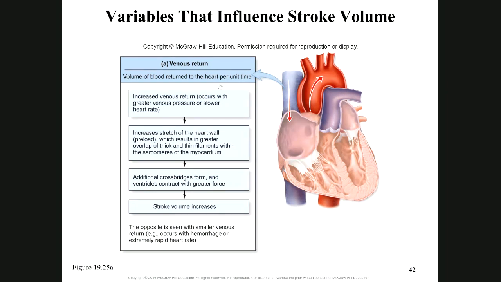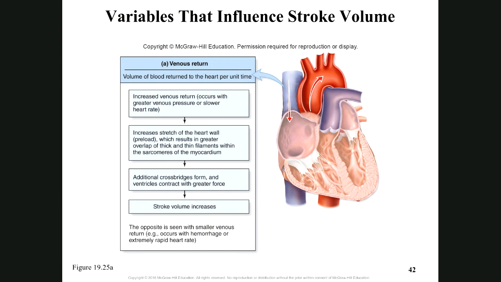When the venous return increases, it can increase the stroke volume for us. When the venous return increases, it can increase a stretch of heart wall. So it can increase the preload, which results in greater overlap of thick and thin filaments in the myocardium of the heart, and we have additional cross bridging, and the ventricle can contract more and more, and the stroke volume goes up.